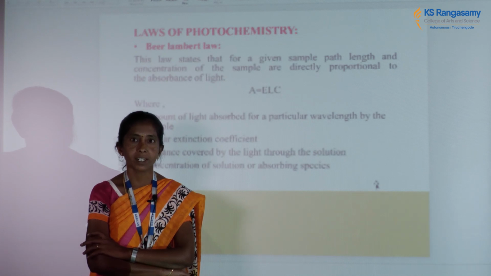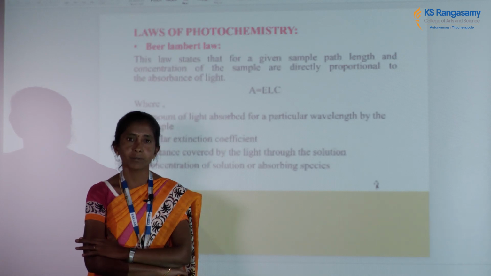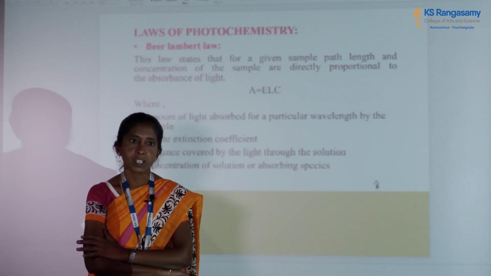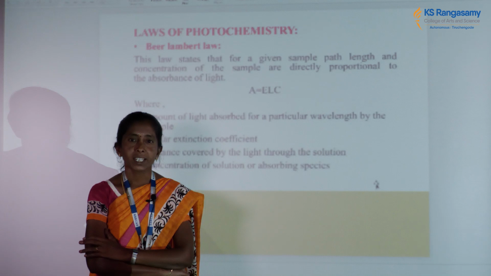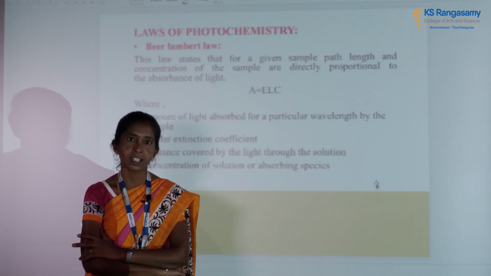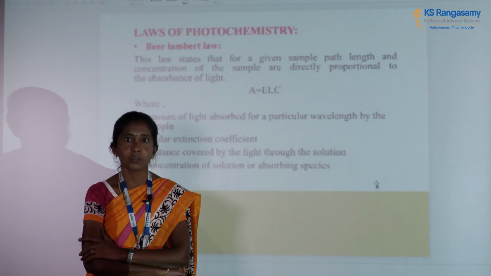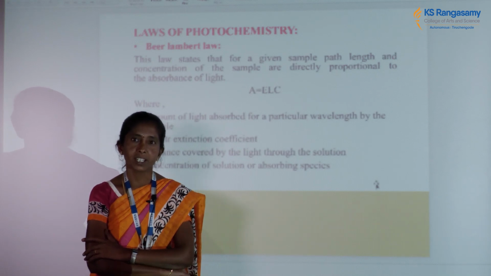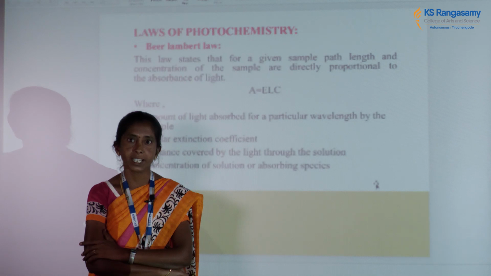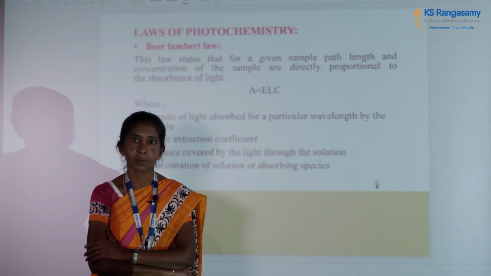First one is Beer-Lambert's law, second is Beer's law, third is Lambert's law, fourth is Groth-Draper law, and fifth is Stark-Einstein law. First, let us discuss Beer-Lambert's law. Here the absorption of light radiation is directly proportional to the concentration and length of the absorbing molecules. The mathematical equation is A = ε C l. Here A is the absorption of light radiation, ε is the molar coefficient, C is the concentration, and L is the length of the substance.